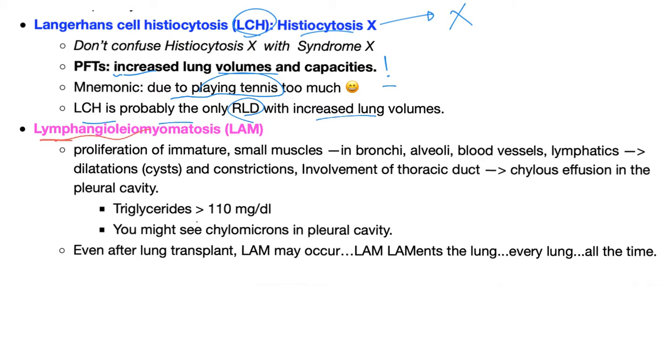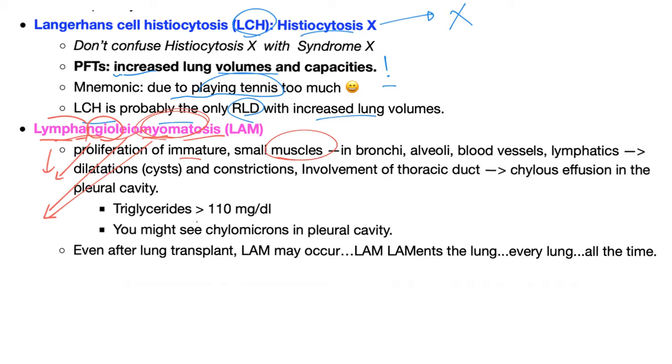Let's break that down. Lymph means there's lymph. Angio means it's a lymph vessel, so it's a lymphatic. Myo means muscle. Leiomyo means smooth muscle. Atosis means a condition. That's why the name of my channel is Medicosis. It's a condition of medicine, which is weird. Proliferation of immature small muscles.